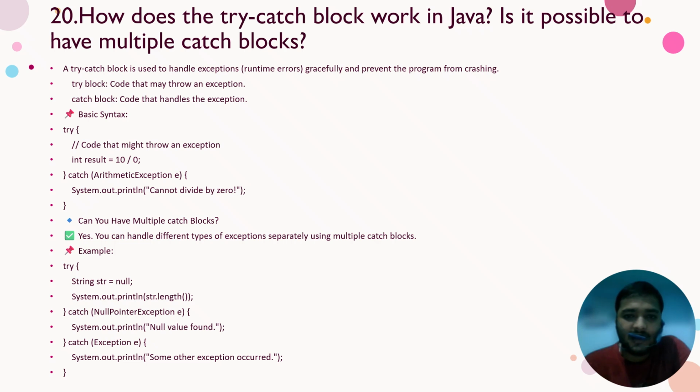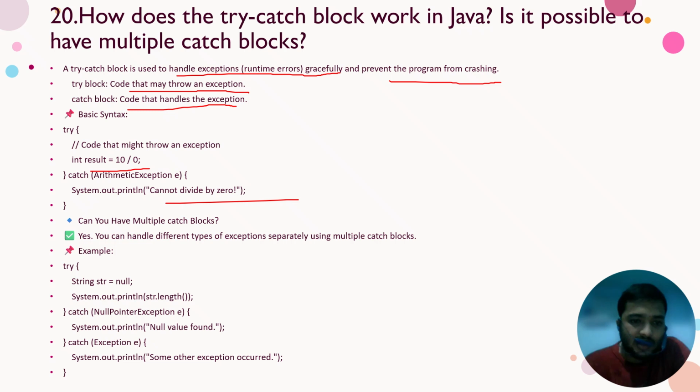How does a try-catch block work in Java? Is it possible to have multiple catch blocks? A try-catch block is used to handle exceptions and errors gracefully and prevent the program from crashing. The try block contains code that might throw the exception, and the catch block contains code that handles the exception. For example, code that might throw an exception: 10 divided by 0 will give an error. Then we use the catch block, printing that we can't divide by zero.